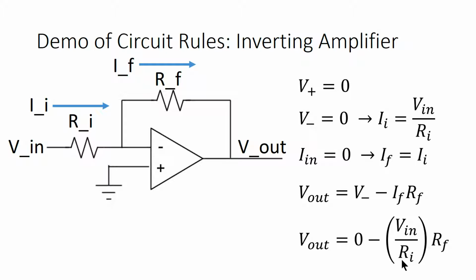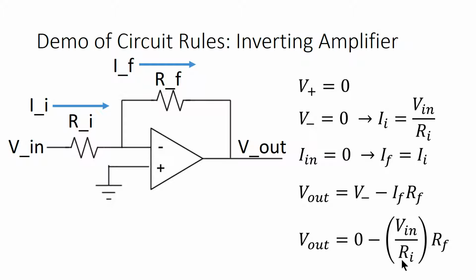Next, we substitute the values in for V minus and Rf current, which gives us an expression for V out in terms of V in. This step bothers some students because V minus is equal to 0, but current is still coming out of the V minus node. That's only possible if V out is negative, because current flows from higher to lower voltages.